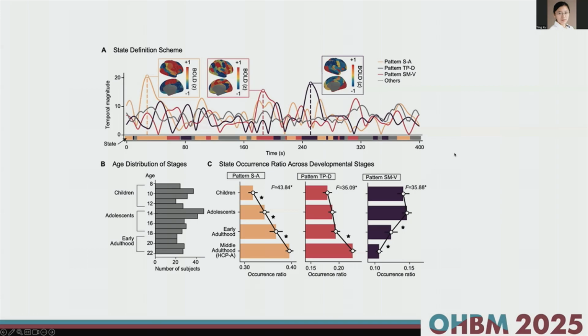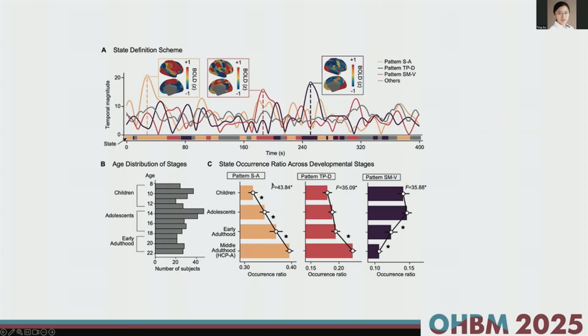We also examined how much time each dynamic pattern dominates the moment-to-moment brain activity. We define this as occurrence rates. This measure also shows a clear age effect. From childhood to adulthood, individuals increasingly spend more time in pattern SA, which is the propagation along the sensory to association hierarchy, and this pattern becomes more dominant as the brain matures. By early adulthood, individuals also begin to spend more time in the pattern spanning the task positive to task negative axis, reflecting more frequent engagement of attention and cognitive control. In contrast, time spent in the visual to motor propagation pattern decreases from adolescence into adulthood, suggesting a shift in the brain's dynamic priorities.